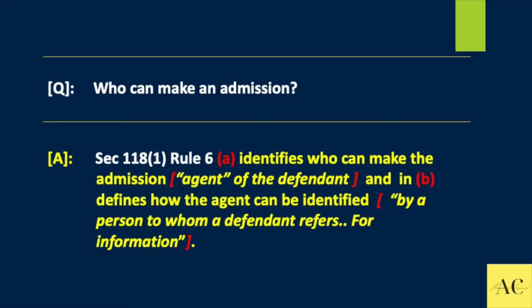Next, I would ask, who can make an admission? Admissions are made by the agent on behalf of the principal. It is Section 118, subsection 1, Rule 6. A identifies who can make the admissions, agent of the defendant, and B defines how the agent can be identified by a person to whom the defendant refers for information. Therefore, it begs the question, who is an agent?